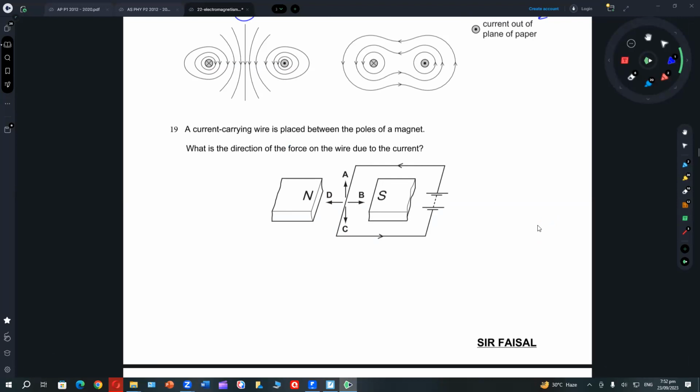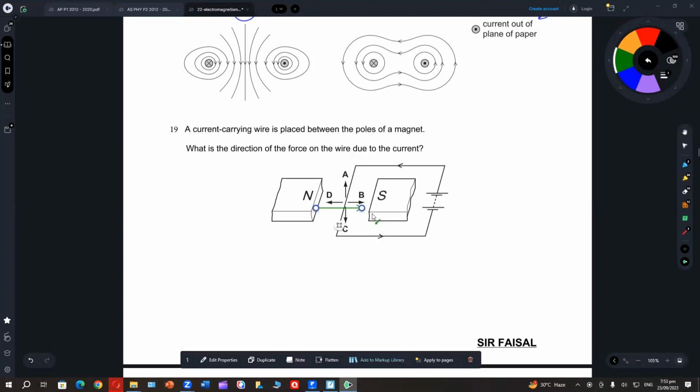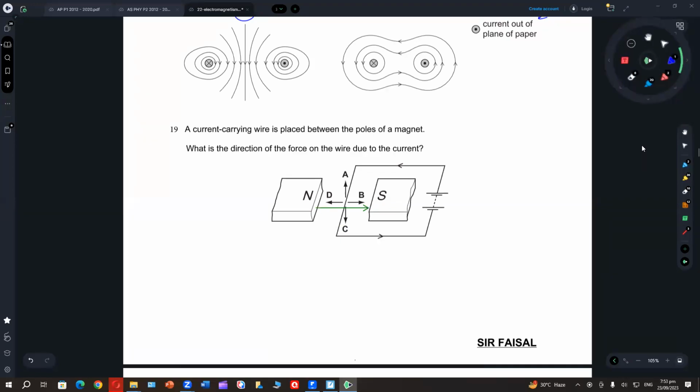Question number 19. Which is the direction of force? Direction of the force on the wire due to the current. The current direction is already given. What is the direction of magnetic field? Please tell me, what is the direction of magnetic field? Is it north to south? Yes, north to south.